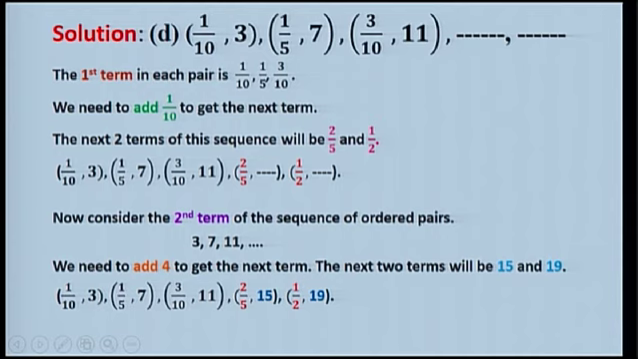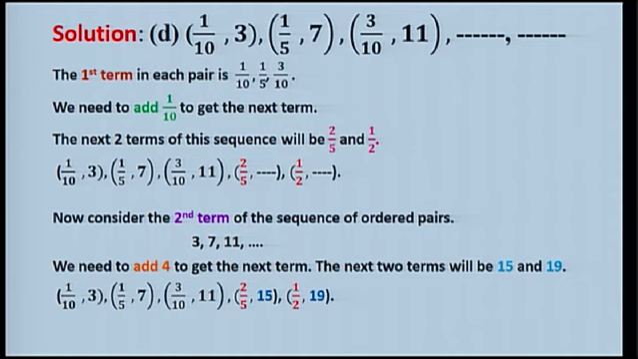Part D: 1 over 10, 3, 1 over 5, 7, 3 over 10, 11. And we need to find the next two terms. So the first term in each pair is 1 over 10, 1 over 5, and 3 over 10. We can see that we need to add 1 over 10 to get the next term. So the next two terms will be 3 over 10 plus 1 over 10, which is 4 over 10. Reduced to lowest terms, it will give me 2 over 5. And the next one will be 2 over 5 plus 1 over 10, which is 5 over 10, which is equal to half.